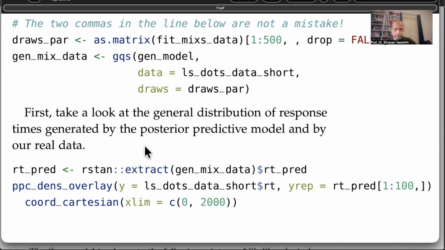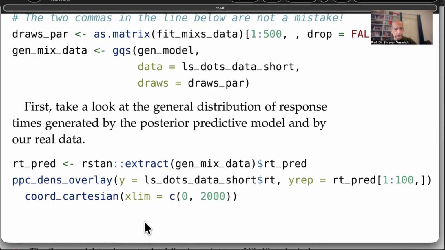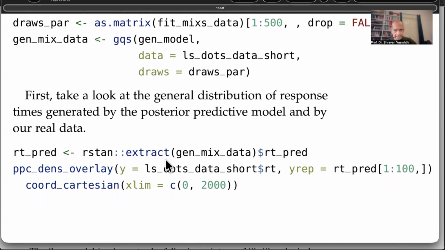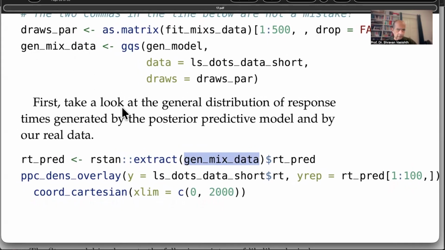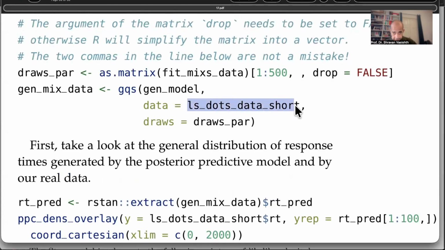you can look at the reaction times or response times in the posterior predictive model and compare it to the real data. So we are extracting now from the posterior predictive data. We are extracting the predicted data, and that will be compared with PPC, posterior predictive check, density overlay plots using the real data, which we had put in here, right?